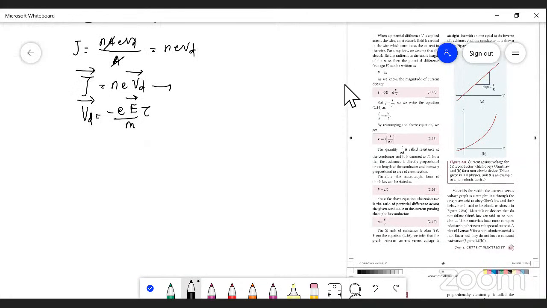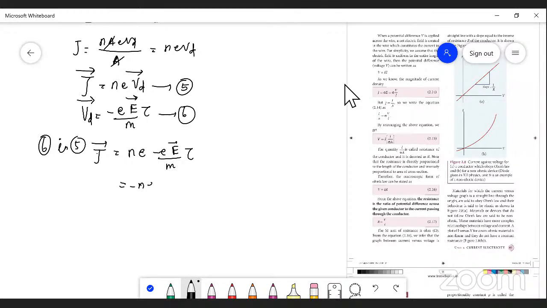Let me say this is equation number 5 and this is equation number 6. Substitute 6 in 5. What will we have? We can write J vector is equal to N E minus E vector divided by M into tau. So I can write this as minus of N E square E vector divided by M into tau.